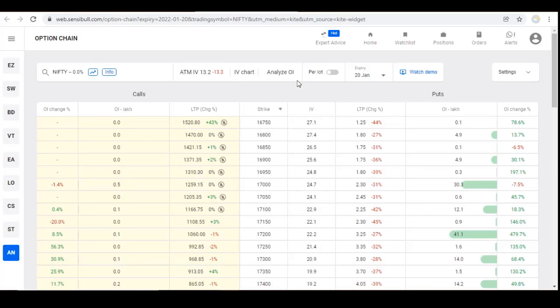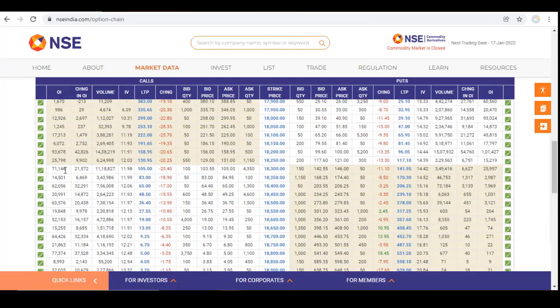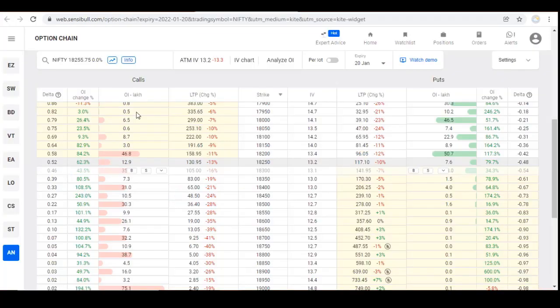Alright, you'll see the values are different here. Here it is 35.6 million contracts, whereas here it is in number of lots. So you can see the difference in numbers. If you multiply this by 50, you will get exactly the same value. Alright, so this is the option chain of Zerodha.